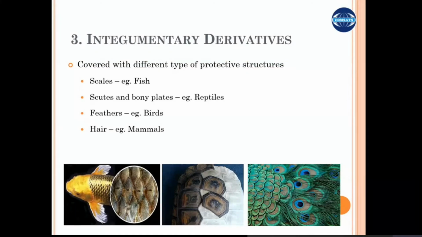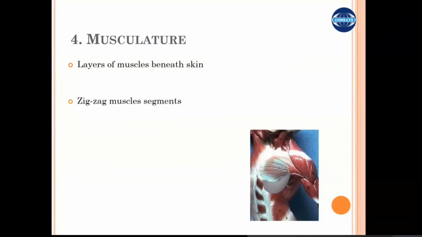it is also giving rise to more adaptations and derivatives, which include scales in fish and reptiles, those bony plates in turtles, and then scutes in crocodiles, scales, feathers in the birds, or hair in mammals. So these are all part of their skin.